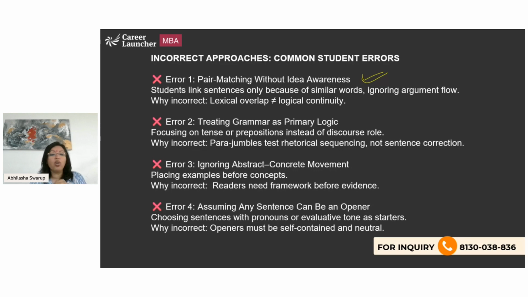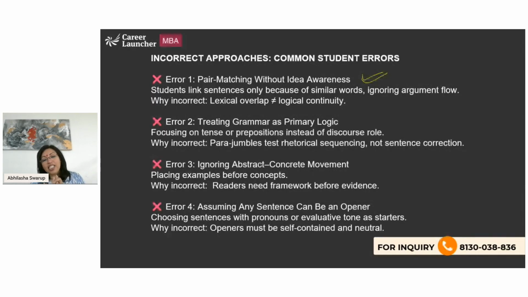Number three, ignoring abstract to concrete movement. That's so important. Please remember, don't place examples before the concept. So first concept, then the example. First the abstract idea, then the concrete idea. First the broad idea, then the narrow idea. Remember, you're zooming from a very wide lens to a mid lens to a narrow lens. Keep that in mind. So readers need framework before evidence. So you first frame the idea, say it, and then give your evidence.